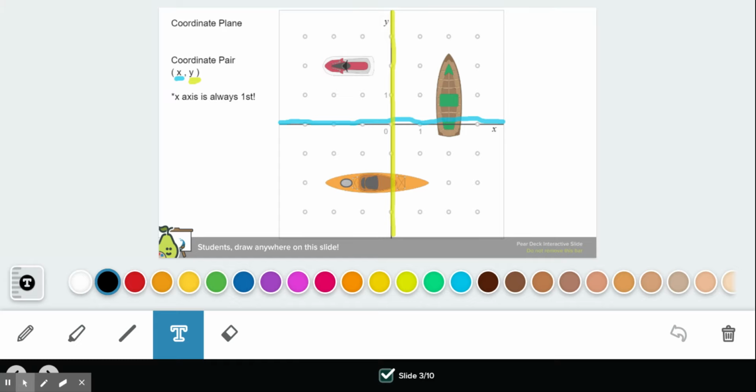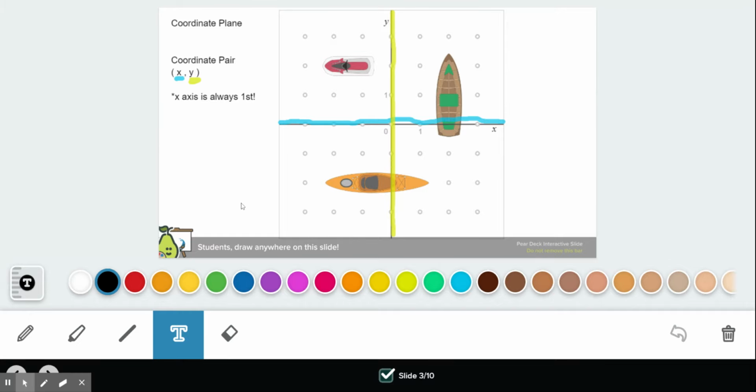So here we have a coordinate plane. And you can see on this coordinate plane, we have some boats. And so we're going to see if we can find the coordinate pair for the different parts of this boat. And you can see the x-axis is blue. The y-axis is yellow. We've got 0, 0 is our origin.